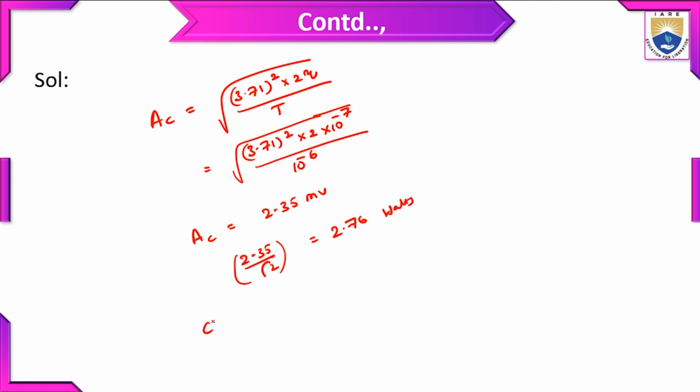So the channel bandwidth is nothing but 1 by TB, that is equal to 1 by 10 power minus 6, and is equal to 1 megahertz. So this is my channel bandwidth. Okay.